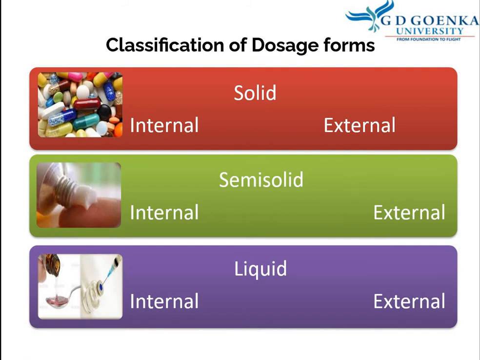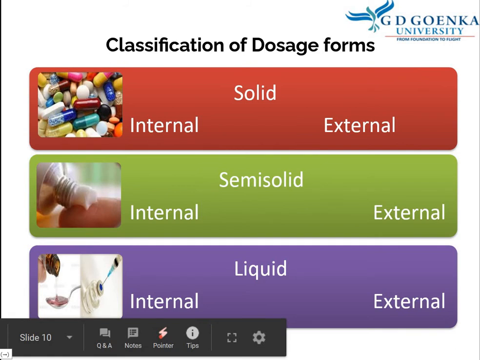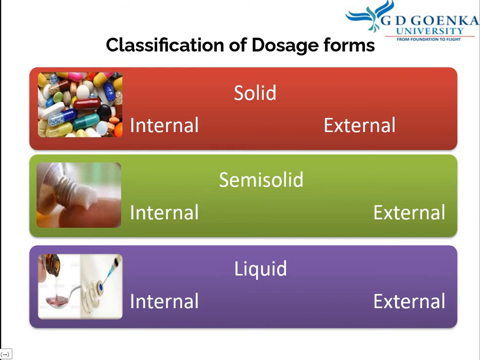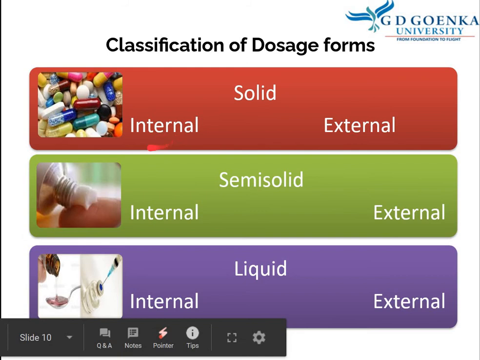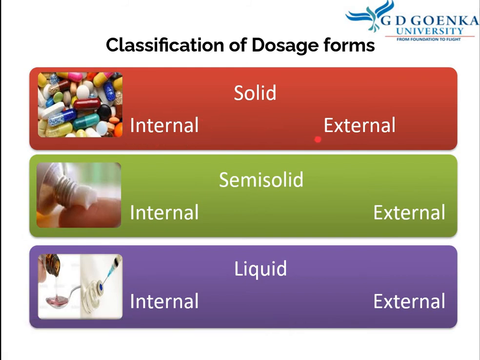Dosage forms can be classified in two ways. One is through the various routes of administration, and second is based on their physical form. Here we shall study the classification based on their physical form. First is solid dosage form. A solid dosage form can be of two types, internal and external. Internal is meant for ingestion or consumption. External is for external use.